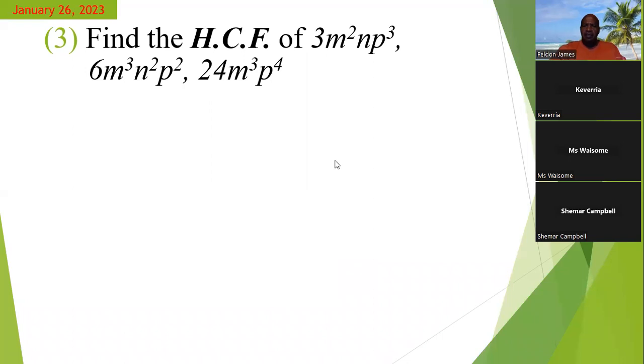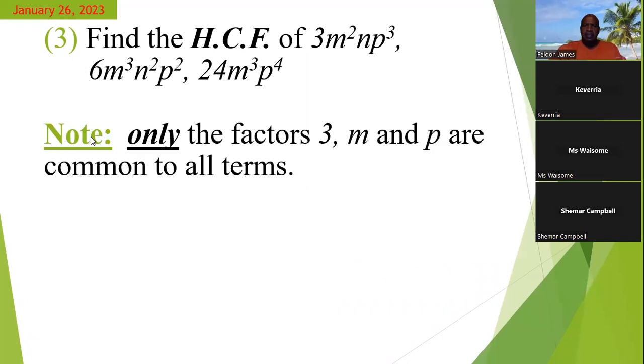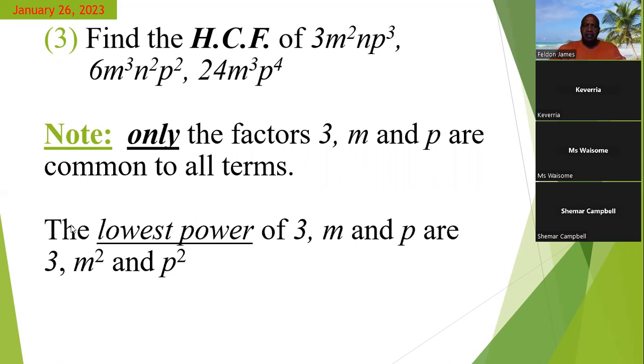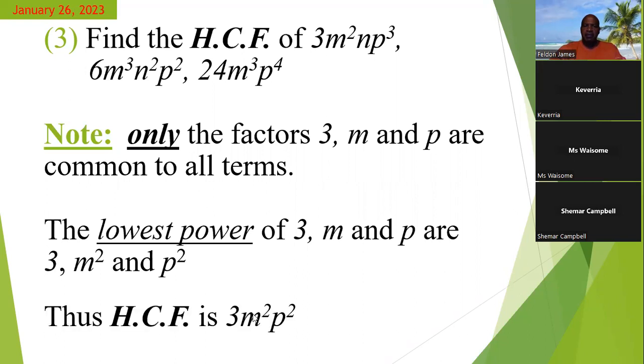All right, so we notice that only the factors 3, m and p are common to all terms. The lowest power of m and p would be to the power 2. And the 3 here we know would be the highest number that can divide all of them. All right. So HCF would be 3m squared p squared.